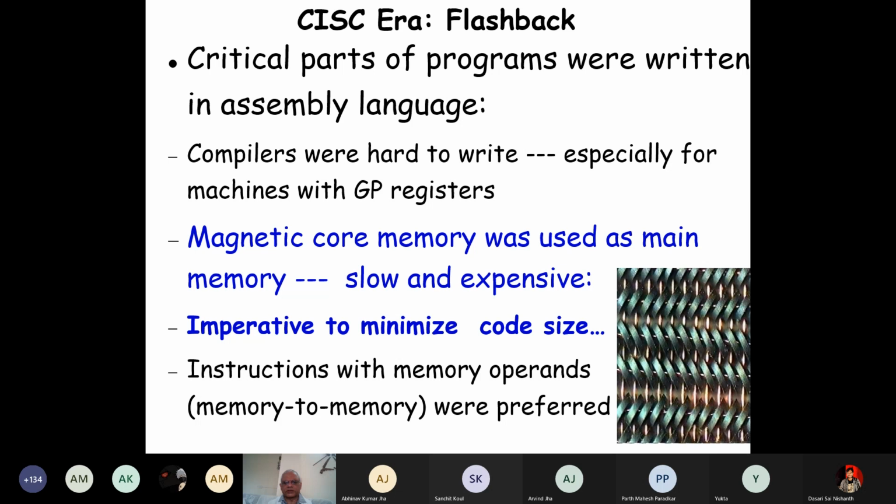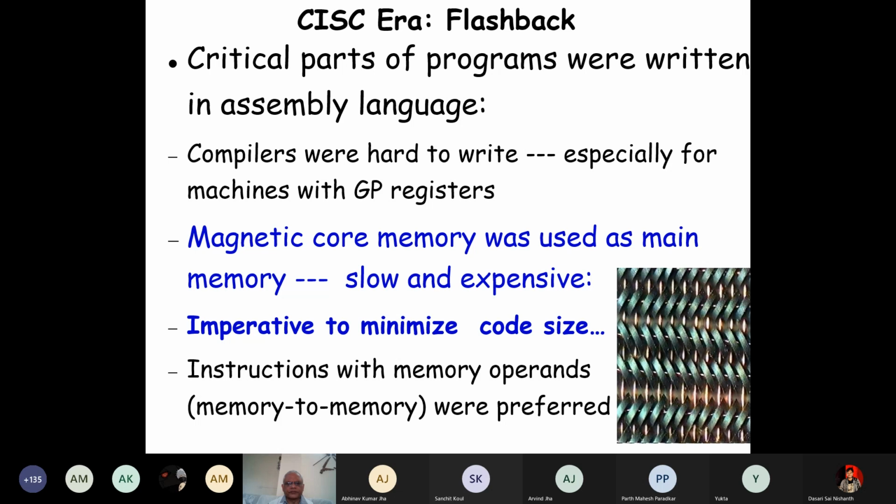The assembly language programmers would write optimal code which would execute very fast, and the other code would be compiler generated, because compilers were not as good at producing executable code.